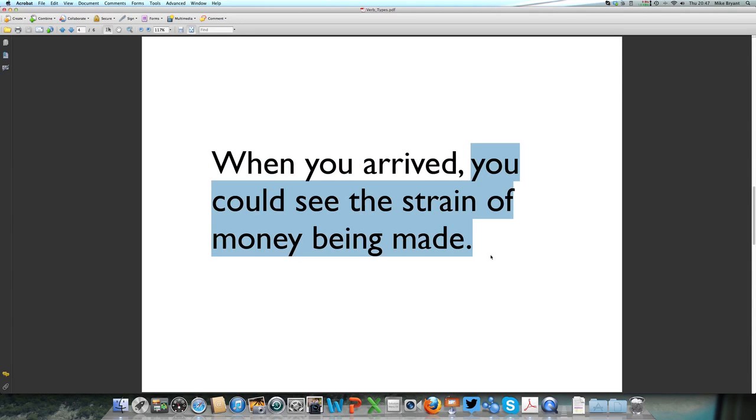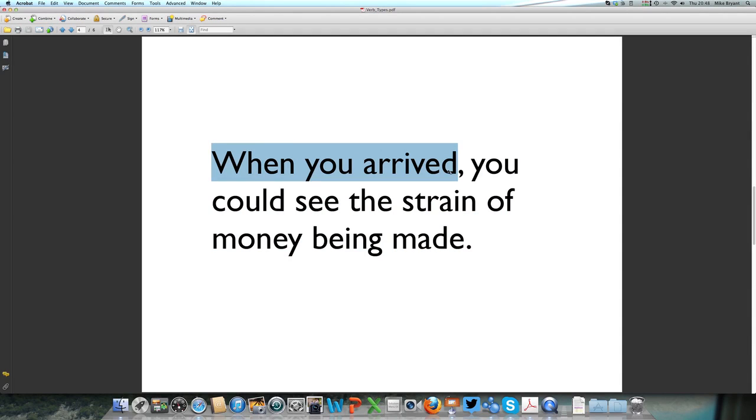Here's the main unit of the sentence, the main clause. "You could see the strain of money being made." And that's a clause which could stand as a sentence by itself, so we call it a main clause. However, this sentence doesn't just contain a main clause. It contains more than one grammatical unit. It's what we call a complex sentence because it includes a subordinate clause, "when you arrived." It's a subordinate adverbial clause because it describes the time of arrival. It's also fronted. That means it's used to begin the sentence.